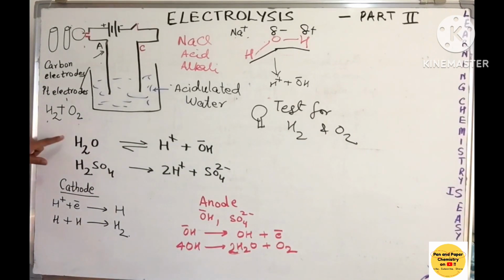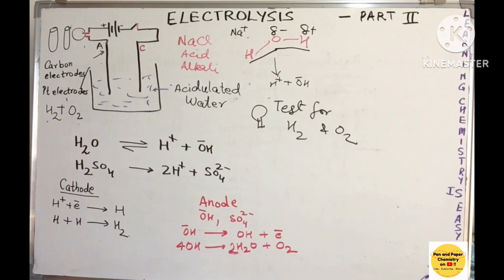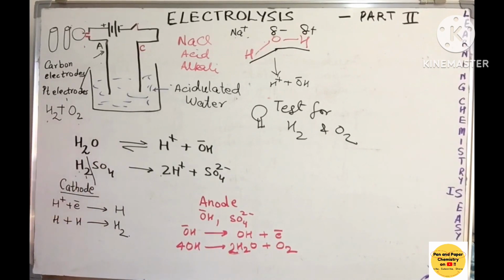Okay. Next, let us now explain the observation. That means, why are these gases being released? On the passage of electric current, water ionizes to give you hydrogen and hydroxyl ions, right? The acid that we are considering over here is H2SO4. H2SO4 ionizes to give you hydrogen ion, just break it down, and sulfate ion.